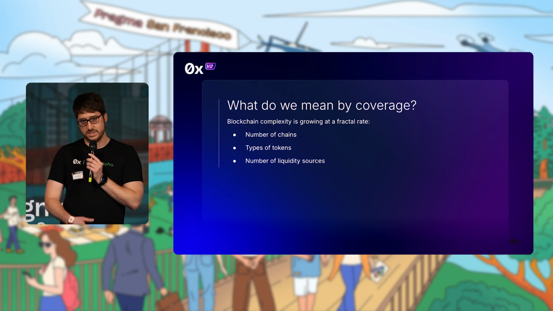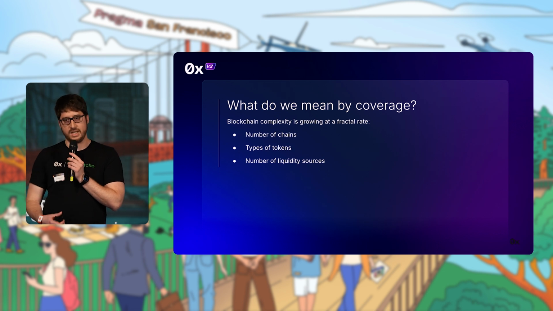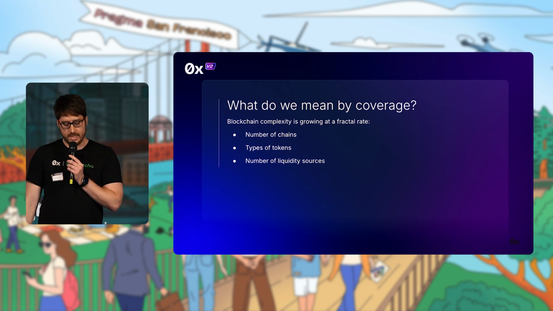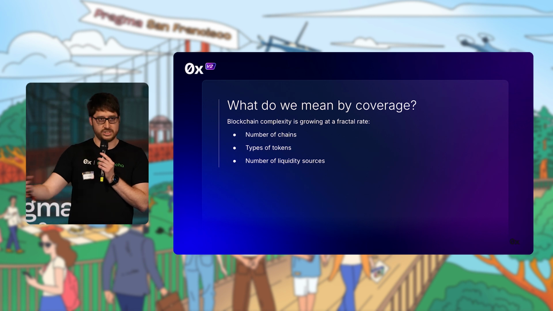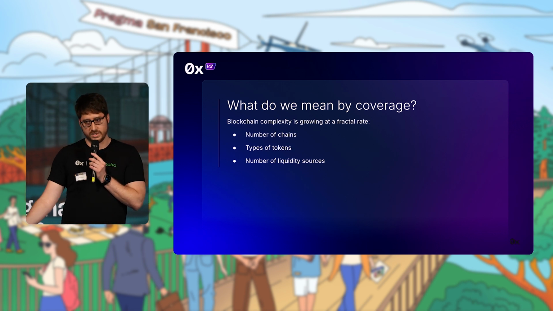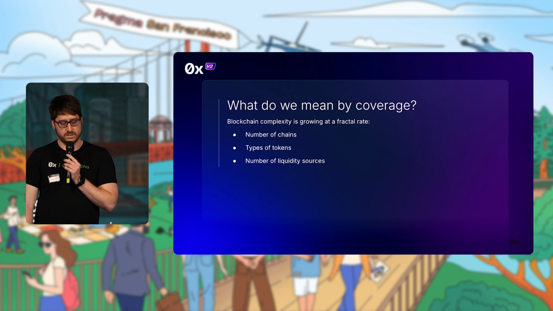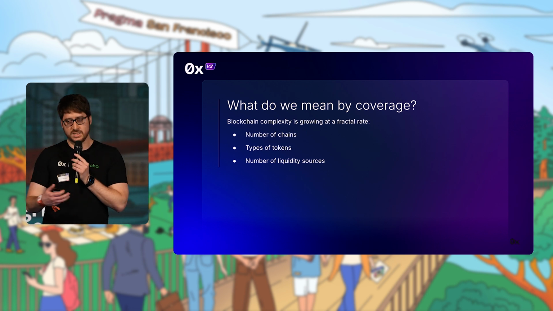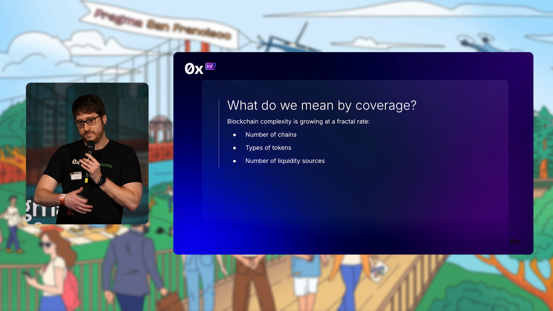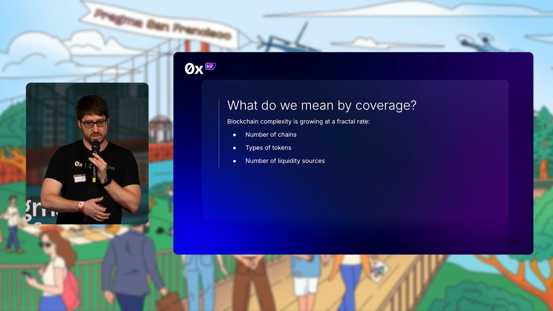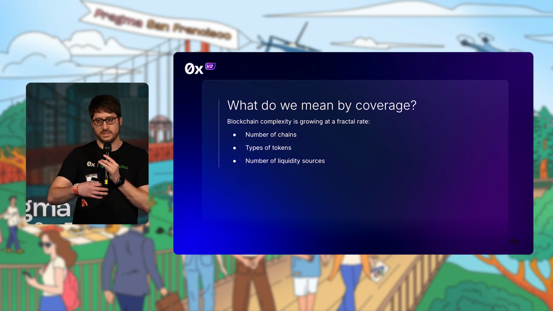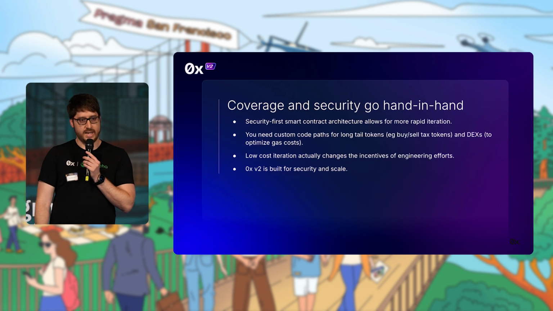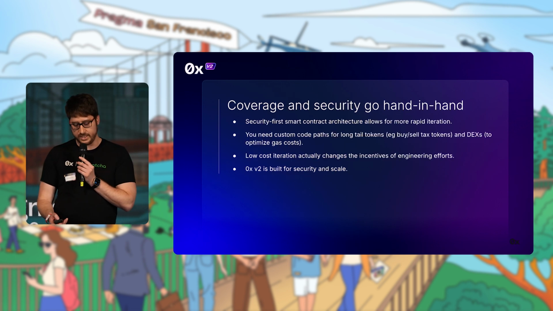There are all these different new types of tokens, like fee on transfer or buy-sell tax tokens. And on each of these chains, there are all sorts of different types of liquidity sources or decentralized exchanges. So what we mean by coverage is, as a DEX aggregator, you, in an ideal world, want to support all of these things, but the complexity is just increasing at a crazy, crazy rate, and it is very difficult to manage.